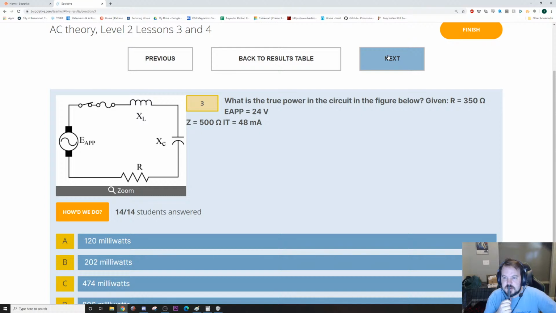What is the true power in the circuit in the figure below? Given R equals 350 ohms, E applied is 24 volts, which is going to be your total voltage. Z equals 500 ohms, and I total is 48 milliamps. Wow, they just gave you everything you needed.